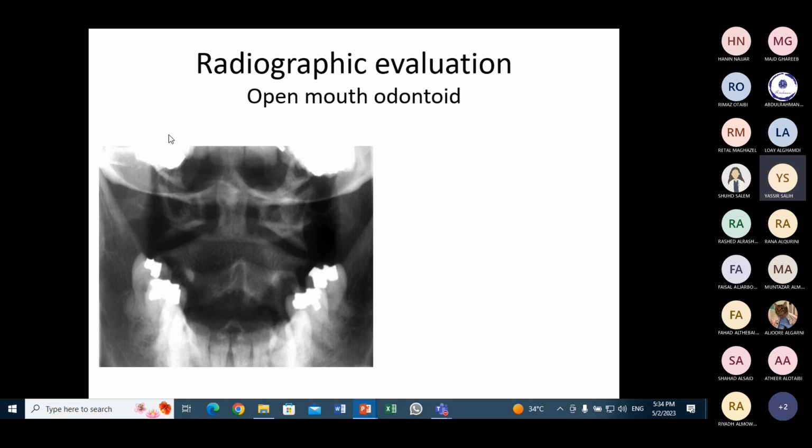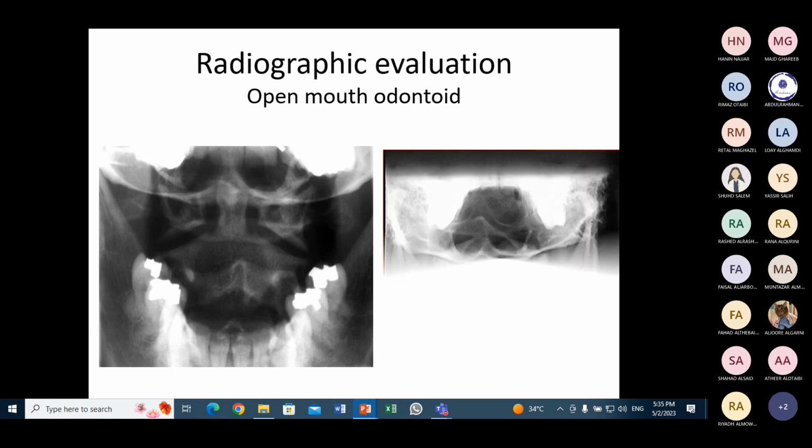This is done with the patient opening his mouth, to identify or assess the odontoid process, because this is commonly where traction can occur. This is the odontoid process. Or sometimes C1 can also be used for assessment of C1 fracture. Inshallah, we are explaining this in the next slide.